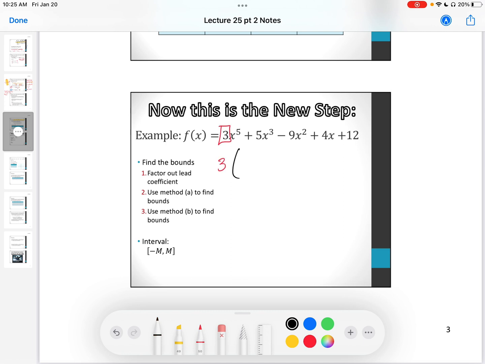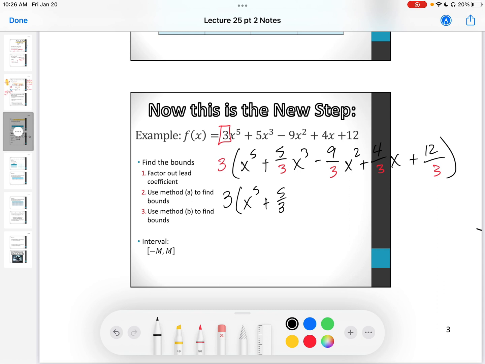Okay, now when I do that, I now have an x to the 5th, plus 5 over 3 x cubed, minus a 9 over 3 x squared, plus a 4 over 3 x, plus a 12 over 3. Okay, now we can simplify a few of these. When I factor that out, I'd have x to the 5th plus 5/3 x cubed, minus 3x squared, plus 4/3 x plus 4.